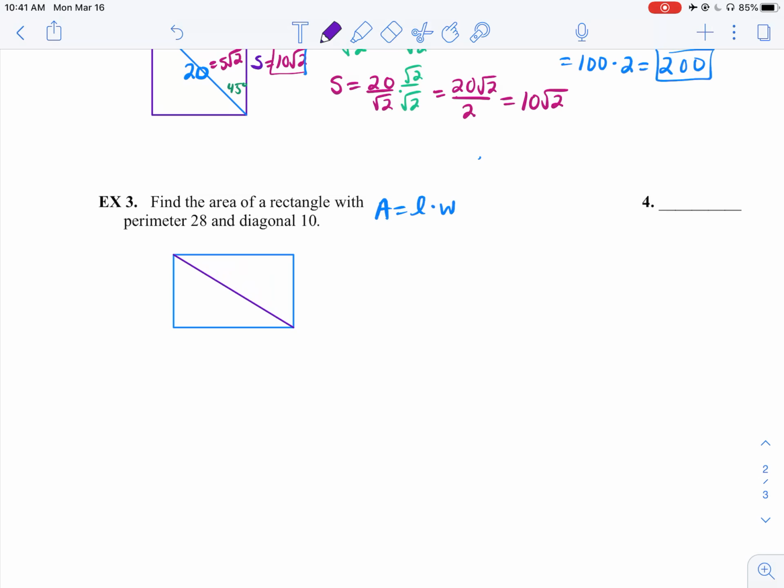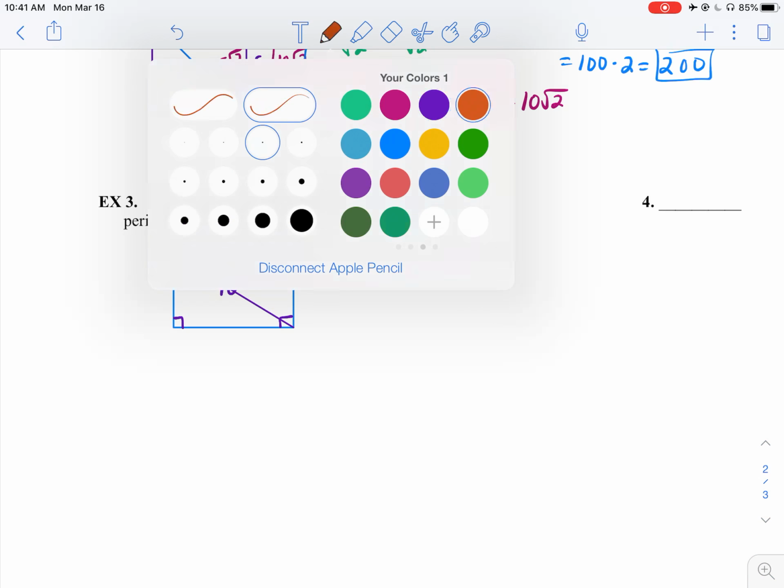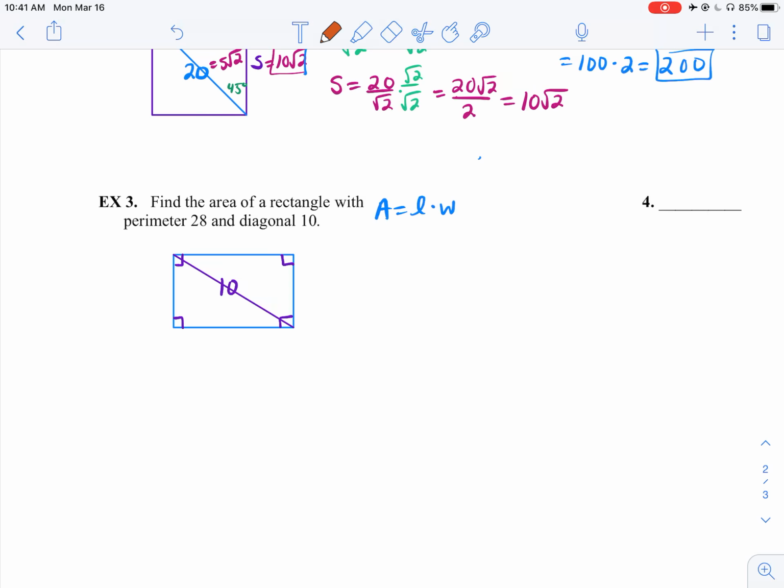If I draw in the diagonal length, I know that this diagonal is 10. I know I have right angles, but I don't know that the diagonal bisects the angle like we did before. I know that my perimeter comes out to be 28. So if I label my different sides, if I say that the two pieces on the left and the right are the length, and the top and the bottom sections are the width, let's see what we can do with this. If the perimeter is 28, I can at least make an equation with these two variables, that 2 times the length plus 2 times the width is equal to 28.